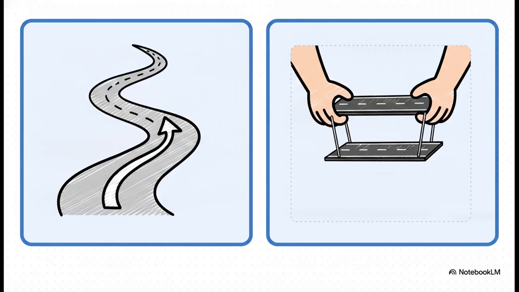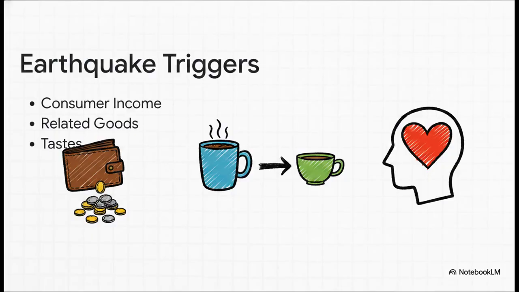Well, think of it like a road. With a contraction, you're just driving further up the exact same road. The pavement hasn't changed. But with a decrease, you are practically picking up the entire road and moving it to a new location. It's a completely new, reduced state of demand. Which naturally begs the question, right? What actually causes this massive leftward shift?